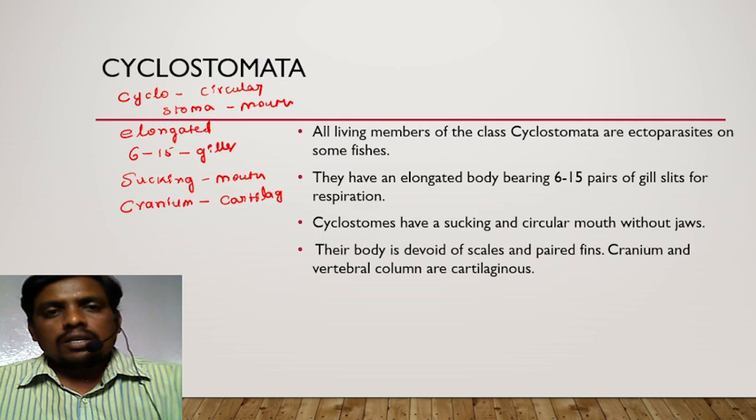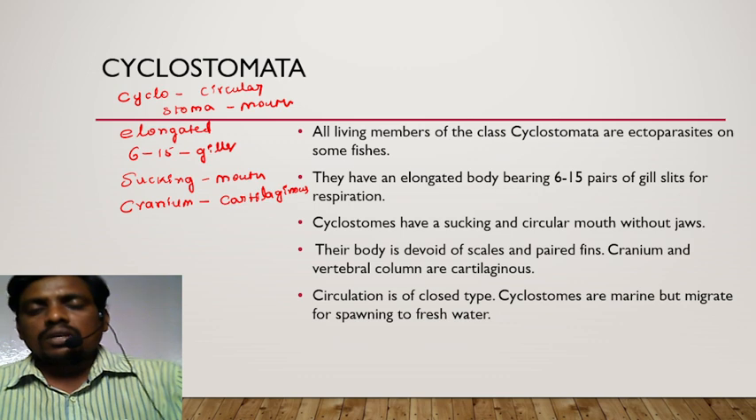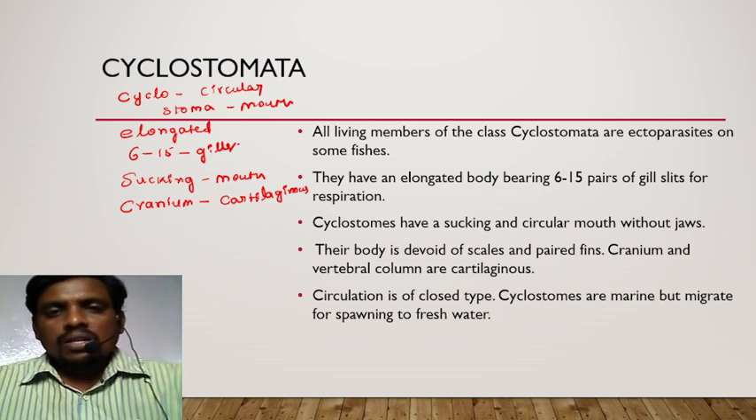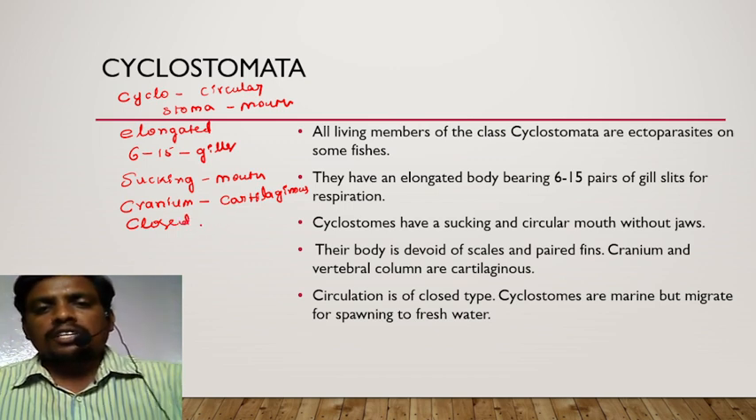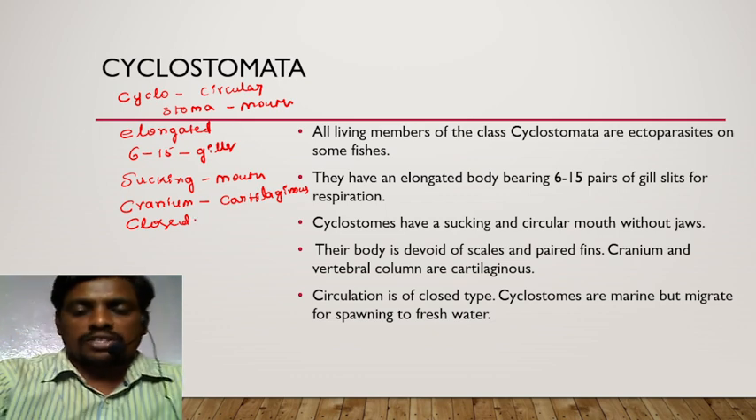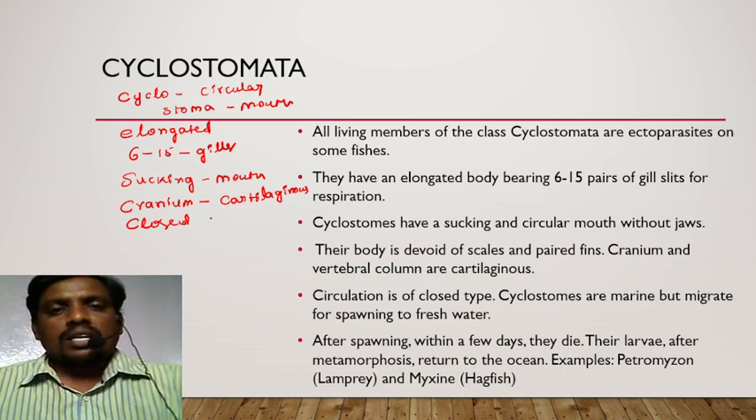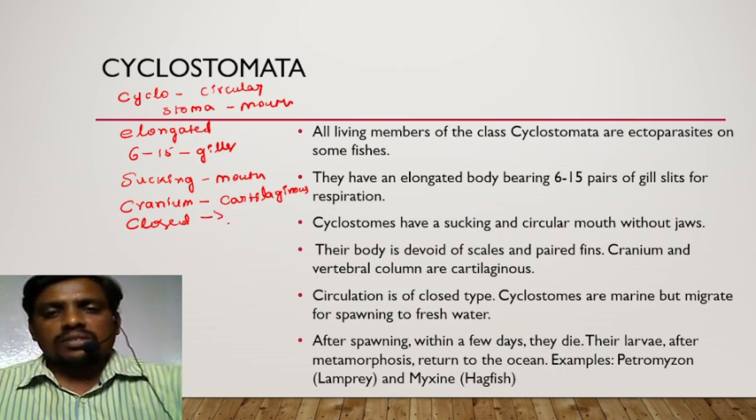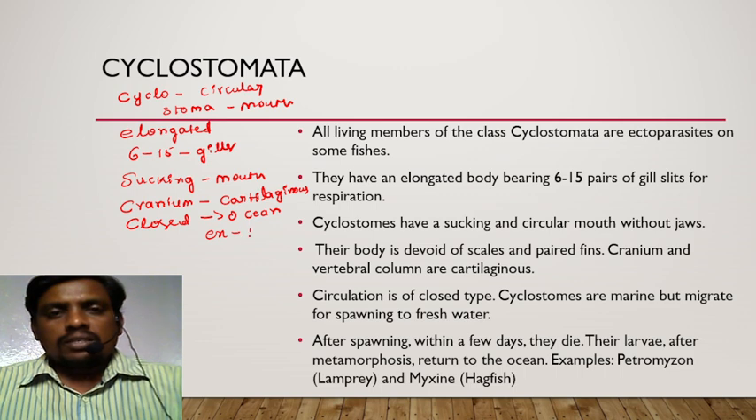Cranium and vertebral column are cartilaginous, made up of a cartilage skeleton. Circulation is closed type, blood flows in the blood vessels. The cyclostomes are marine but migrate for spawning to fresh water. After spawning, within a few days they die. The larva, after metamorphosis, returns to the ocean again. Example for this kind of organism: Petromyzon.